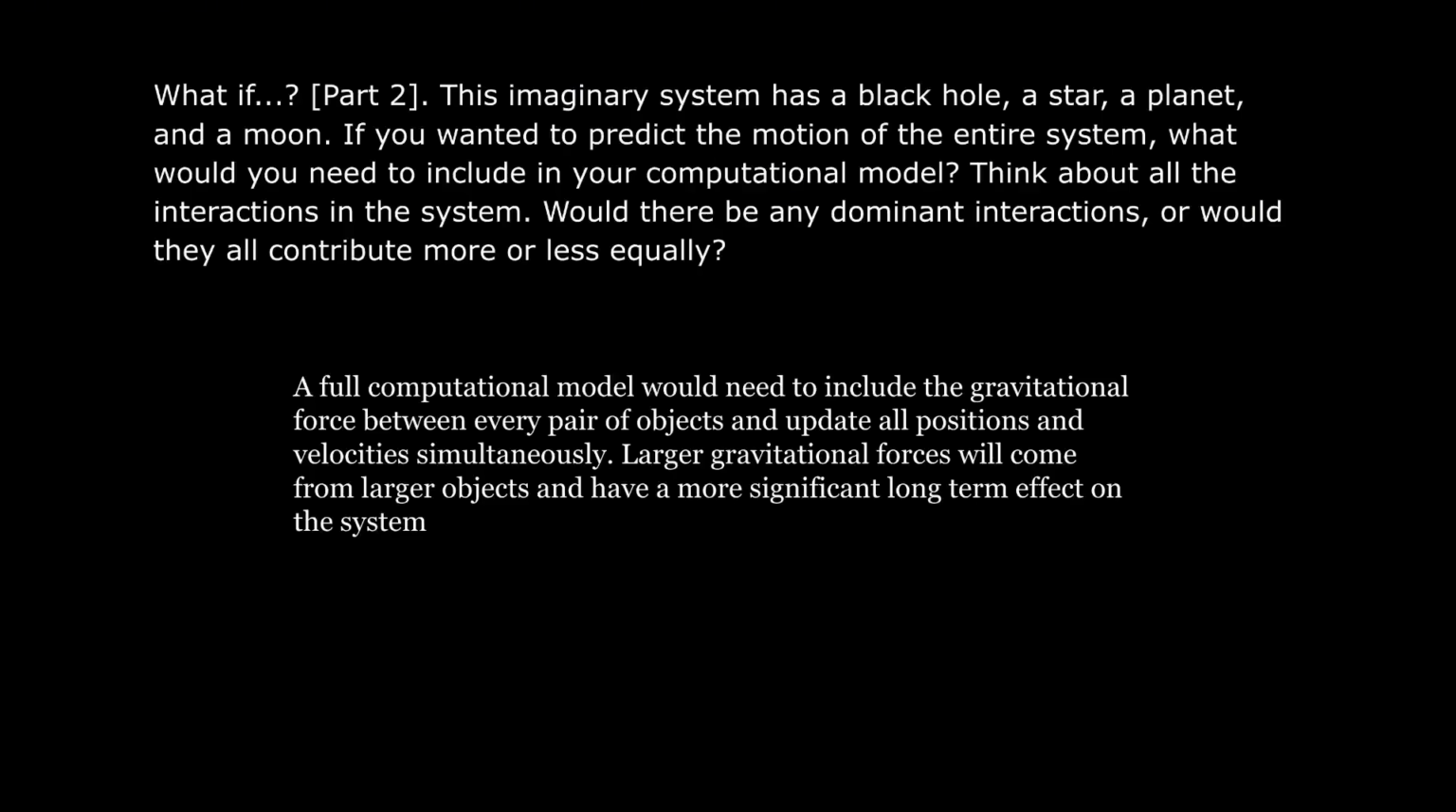All right, second what if. So imagine that the system has a black hole, a star, a planet, and a moon. If you wanted to predict the motion of the entire system, what would you need to include in your computational model? So all of your interactions are going to change, because with a new object, every single other object is going to differ. So with the star, now it has 3 objects having a gravitational force on it. The planet also has 3 objects rather than 2, and you have to go through and update every single one.